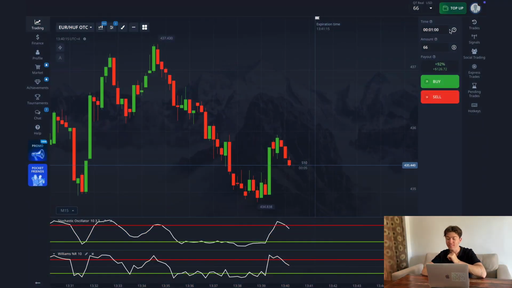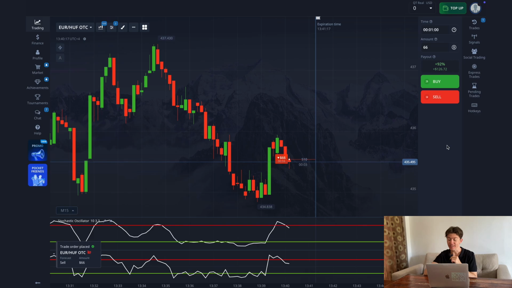From the first minutes, it's clear the upside is starting to lose strength. Expiration 1 minute and I open a sell trade for $66. Let's go through this calmly, step by step, so we can see the entire logic without guessing.